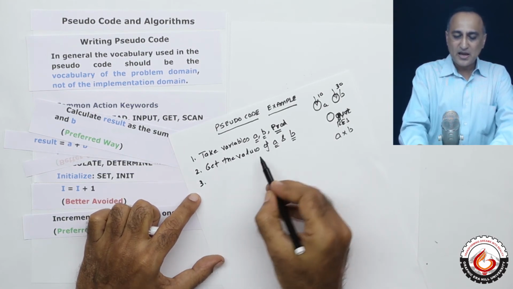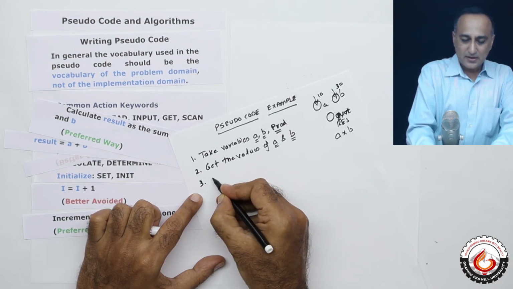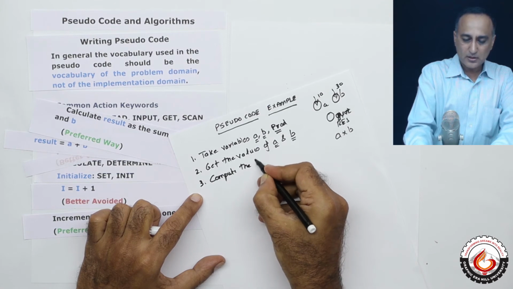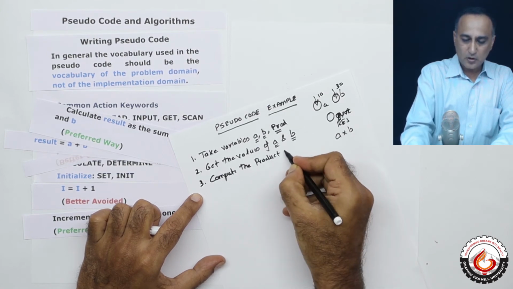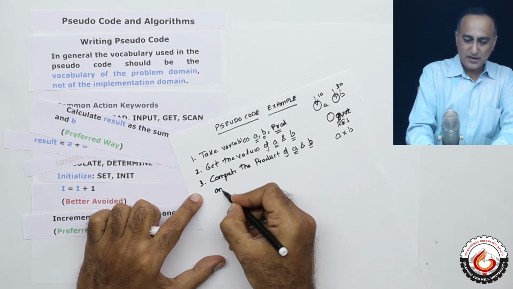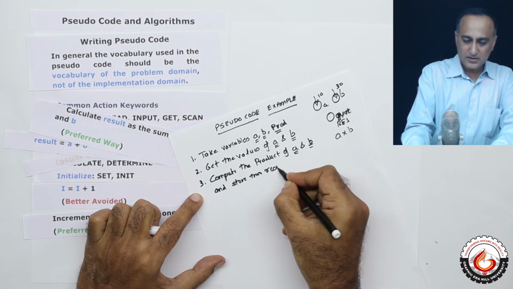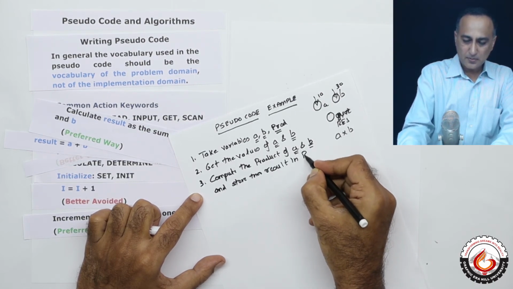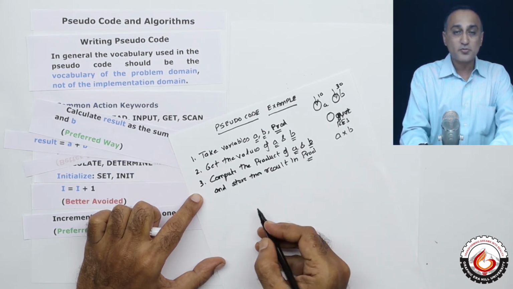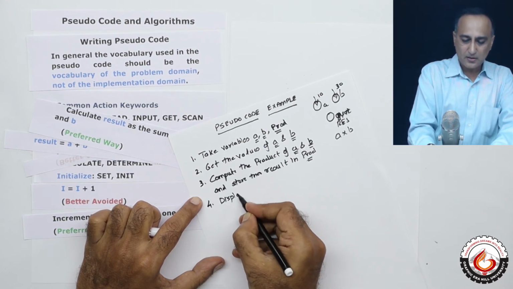Third step is I want to multiply this. So I will say compute. You have seen the keyword compute: compute the product of A and B and store the result in prod. So the multiplication is going to happen and the result is going to be stored in prod. And step 4, I'm going to say display.